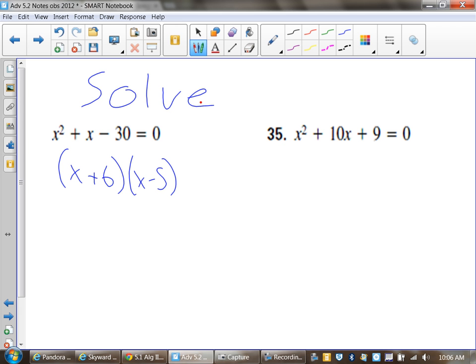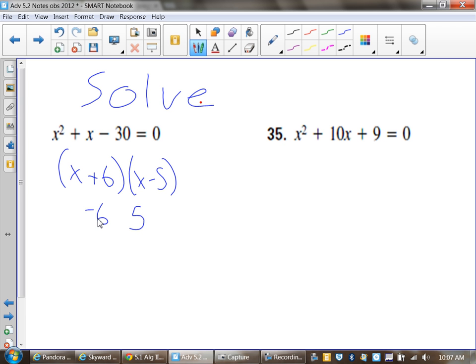What are your zeros? Negative 6 and 5. Where does it cross the x-axis? Negative 6 and 5. What's the axis of symmetry? x equals negative 1 half. Very good. It's the middle.